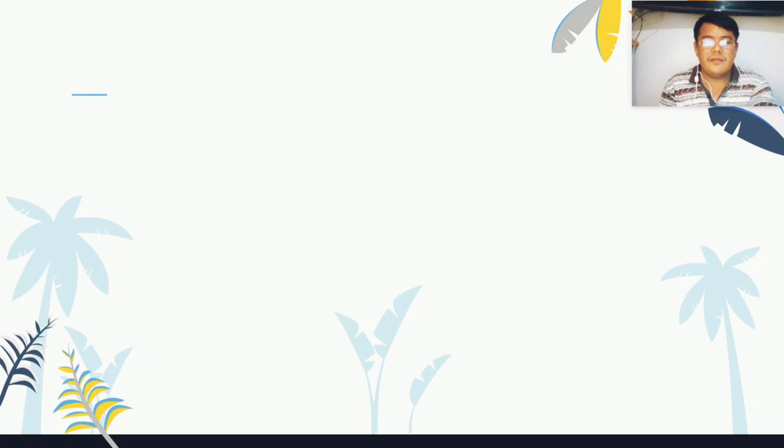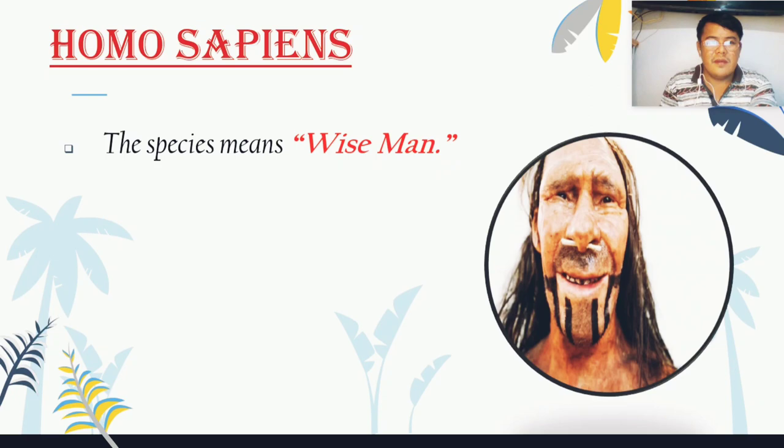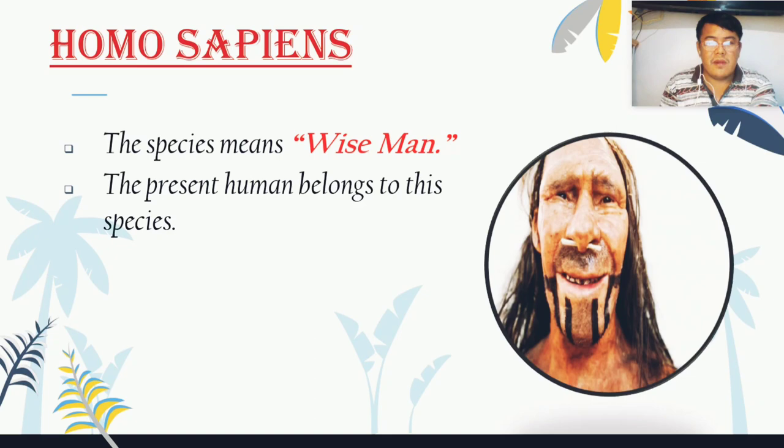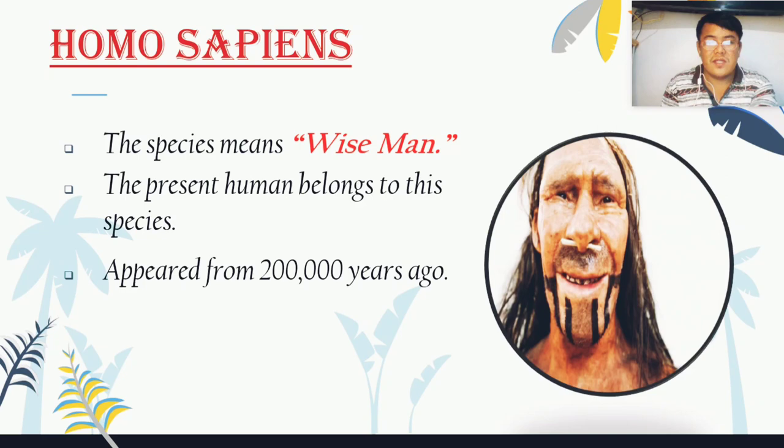Homo sapiens. The species means wise man. The present human belongs to this species. Appeared from 200,000 years ago. So, wise man, matalino, malaki ang utak.